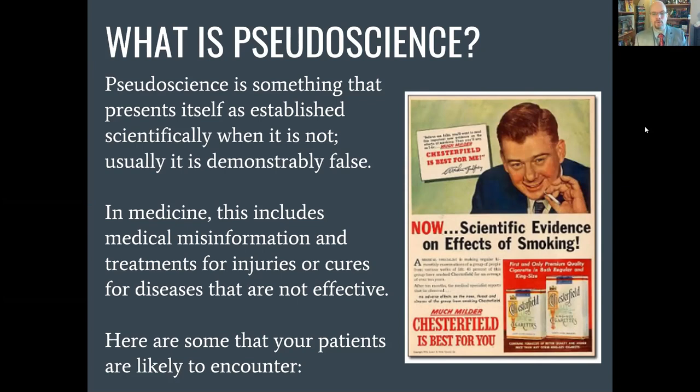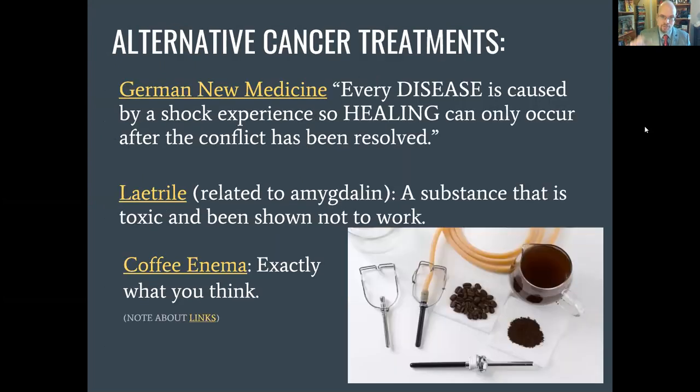Here are some examples that you are likely to encounter if you are a medical professional, but that anyone is likely to come across in the real world. In alphabetical order, there's alternative cancer treatments like German New Medicine, which says that every disease is caused by a shock experience, so healing can only occur after the conflict has been resolved. There's laetrile, I believe I'm saying that right, a substance that is toxic and has been shown not to cure cancer. And then there's coffee enemas, which are exactly what you think they are.